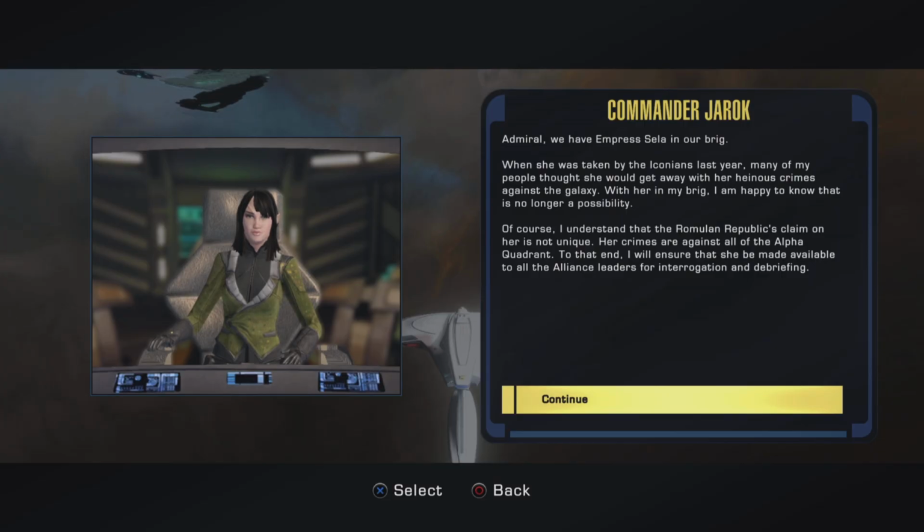Empress Sela in our brig. When she was taken by the Iconians last year, many of my people thought she would get away with her heinous crimes against the galaxy. With her in my brig, I am happy to know that is no longer a possibility. Of course, I understand that the Romulan Republic's claim on her is not unique. Her crimes are against all of the Alpha Quadrant. To that end, I will ensure that she be made available to all the Alliance leaders for interrogation and debriefing.